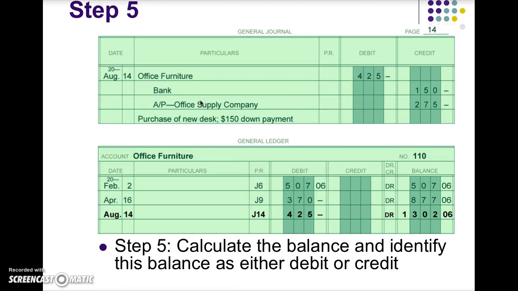Step 5, we're going to calculate the balance. So after every posting entry, we need to recalculate the balance in the balance column and indicate whether this is a debit or credit. In this case, office furniture is a debit balance.